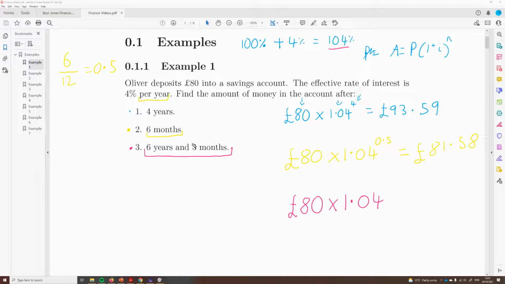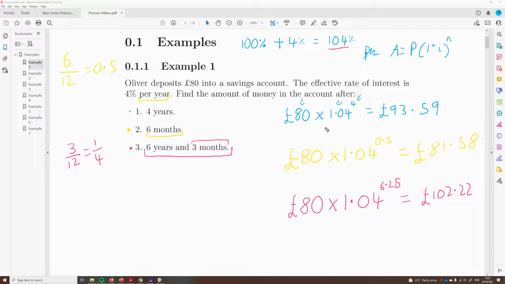What's 6 years and 3 months in years? Well, we'll just have a little think about 3 months. 3 months, 3 out of 12 is a quarter. 3 months are a quarter of a year. So this is going to be 6 and a quarter. So I'll write that as 6.25. £80 times 1.04 to the power of 6.25, and that's going to be equal to £102 and 22 pence. And there we go, we've answered the question.